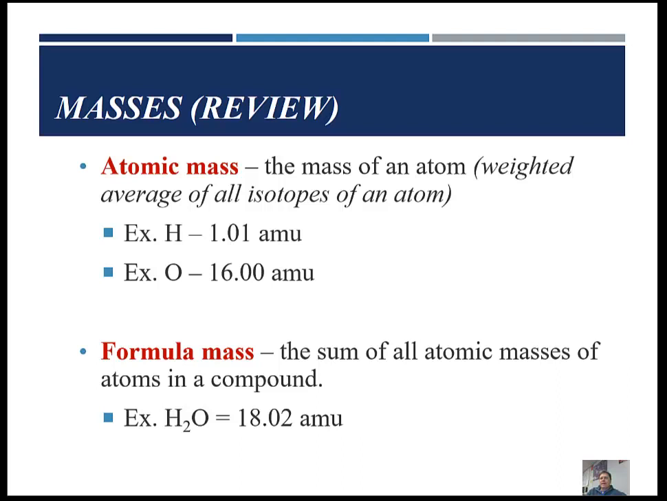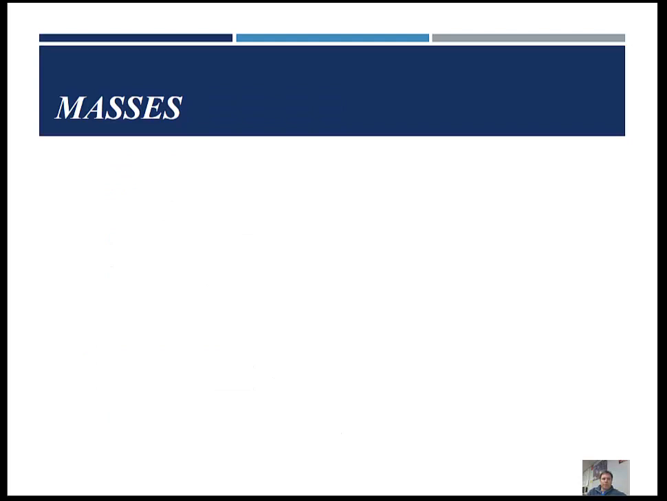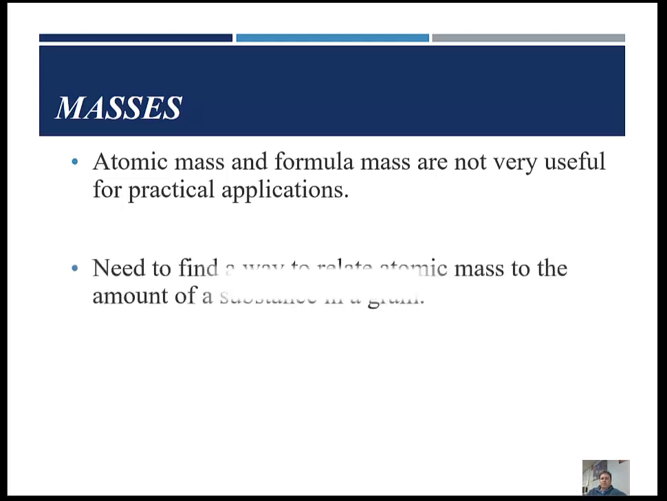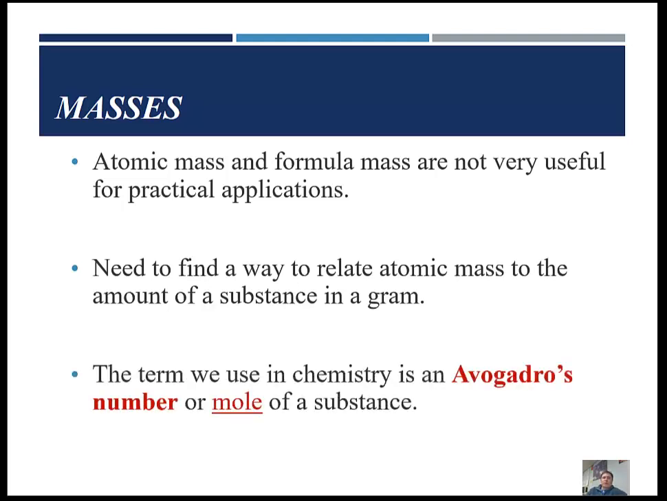But as we talked about, that AMU is a really small number. We can't put one molecule of water on a scale and weigh it out. We don't have anything that sensitive. So they're not very useful. What we have to do is find a way to take the mass and make it useful. And that's what the mole does. It's going to relate the atomic mass in AMU to grams. So we have a way of converting from mass to grams, or getting enough of those molecules so that we can actually weigh them out on a scale. And the term we use in chemistry for this is Avogadro's number, or a mole.